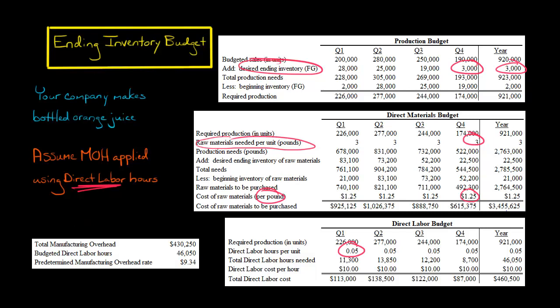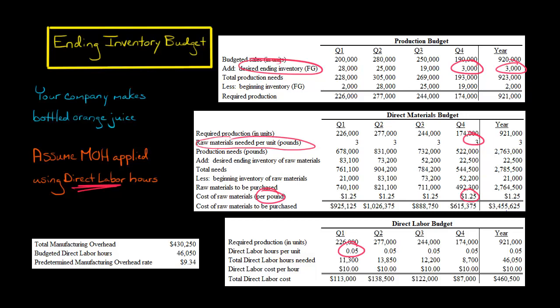I just gave you the total manufacturing overhead, which you would get from the manufacturing overhead budget. And then the total amount of direct labor hours, we use that, the 430,250 divided by the 46,050 direct labor hours. That gives us this predetermined overhead rate of $9.34. And by the way, the amount of direct labor hours came from the direct labor budget, the total direct labor hours estimated for the year. So all of this information, I know it's a lot to swallow, but hang in there.